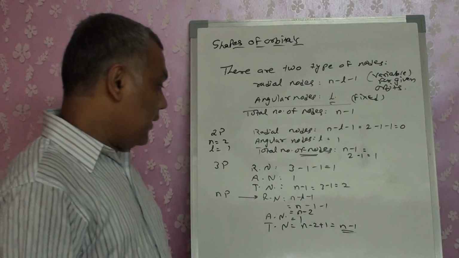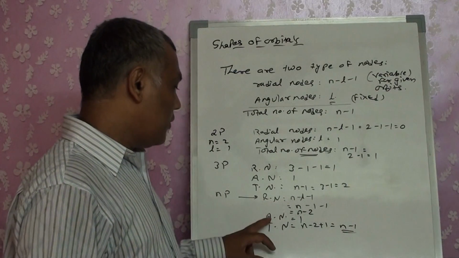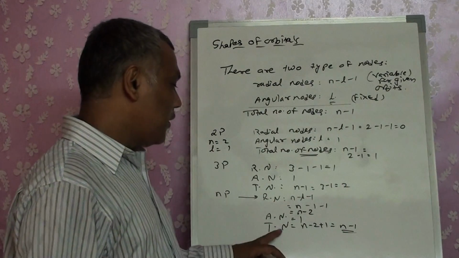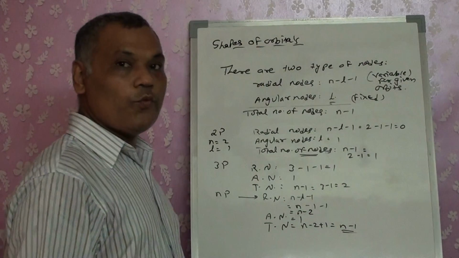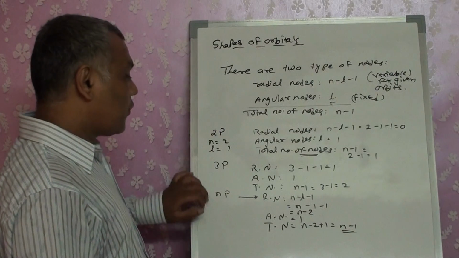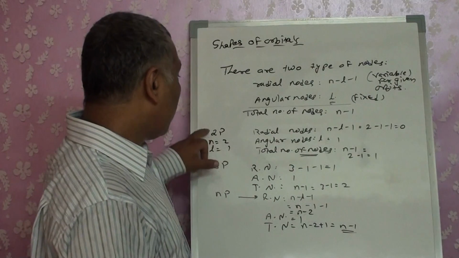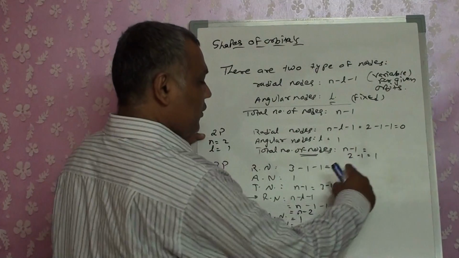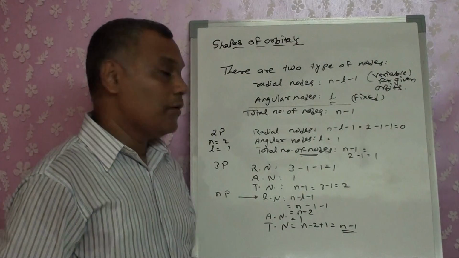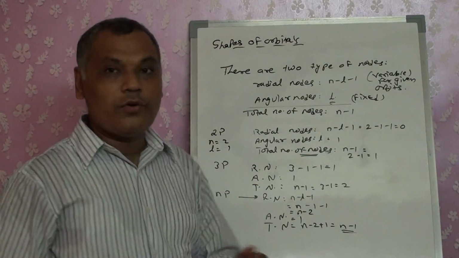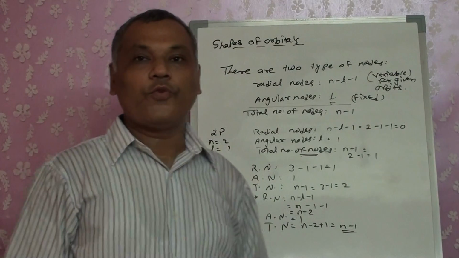We will be getting n minus 2, that is the radial node, and angular node 1. So total, n minus 2 plus 1, that is equal to n minus 1. Right? So that is for the p orbital. From this again we can see our radial nodes are changing, 0, 1, up to n minus 2, but the angular node is fixed. That is one angular node.